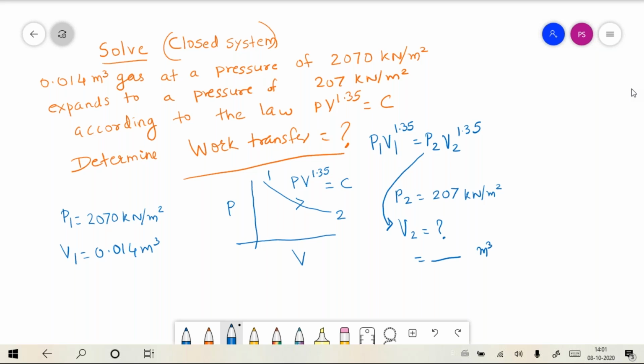Vedant, Neha, anybody? Atharva, Sairaj, Gargi, Tejas, Ritesh, Sushant, anybody? Tell me the value of V2.